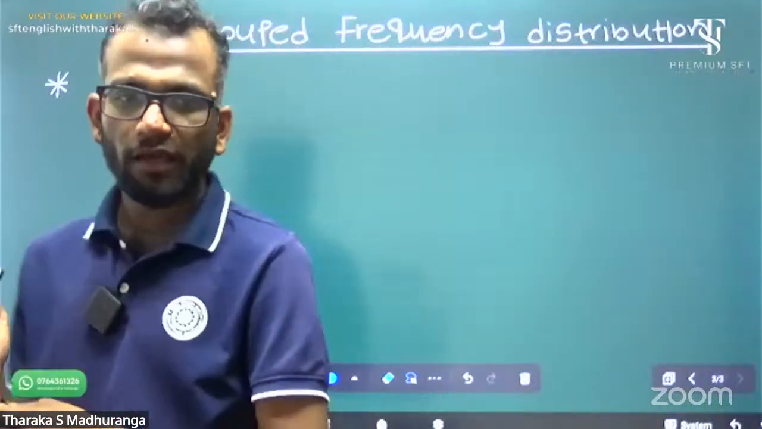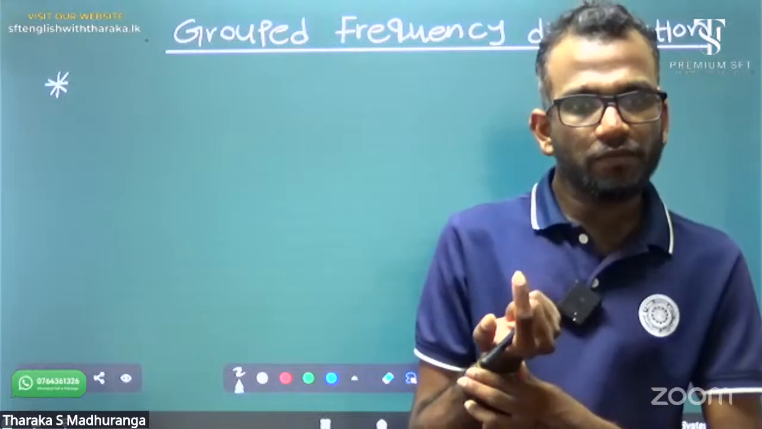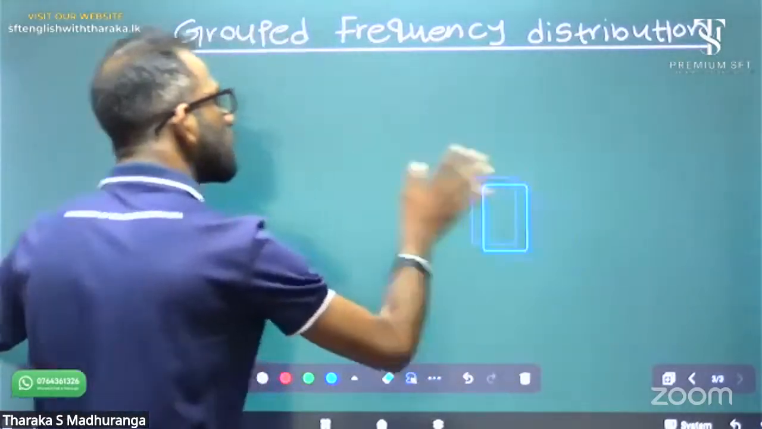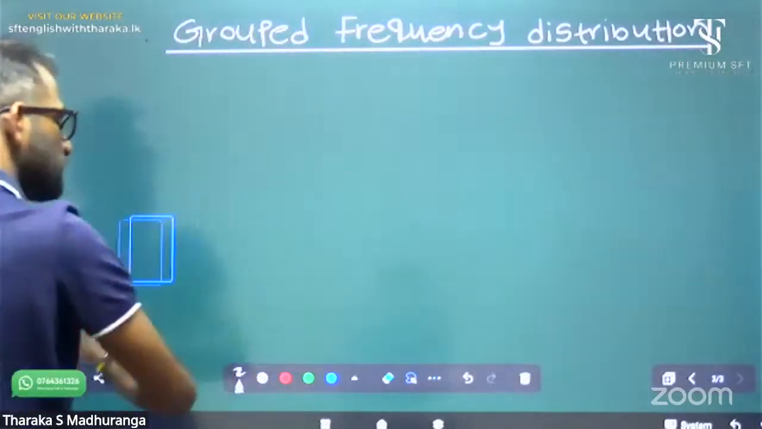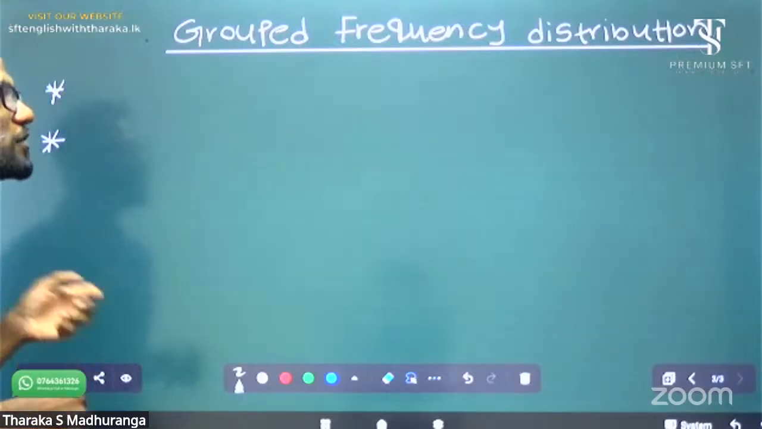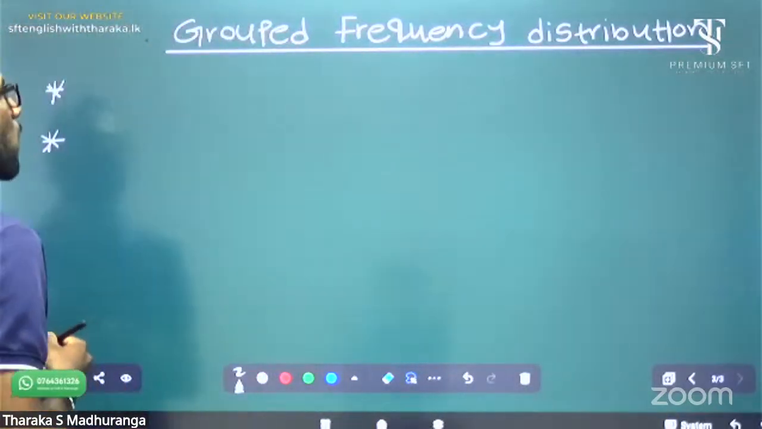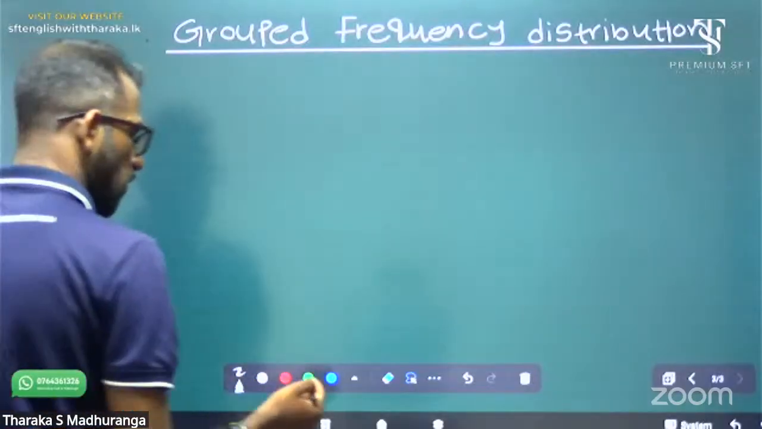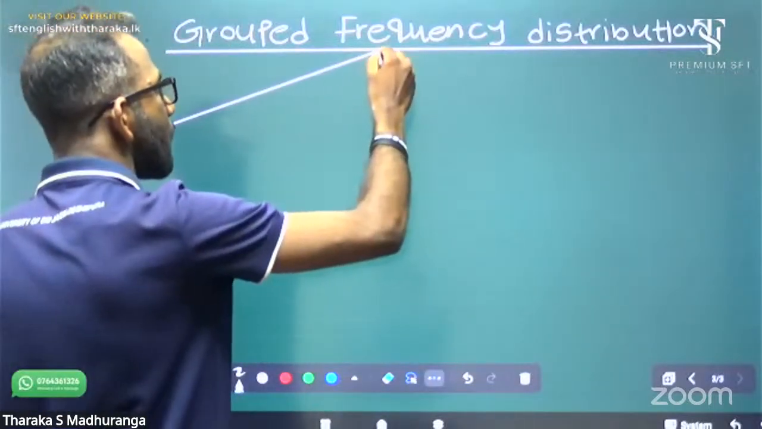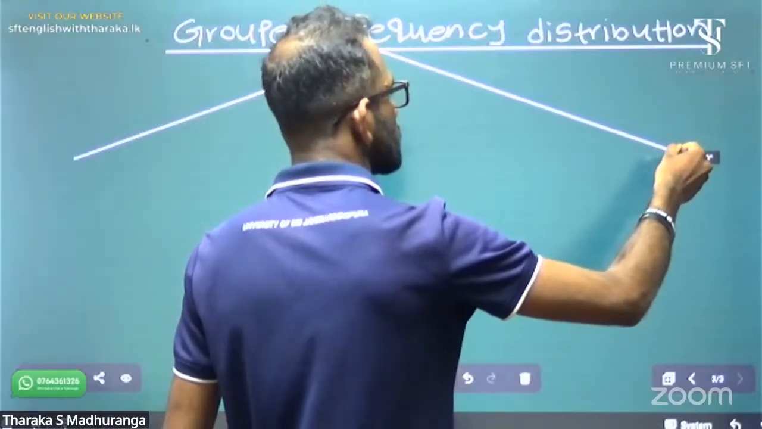But we can prepare a group frequency distribution table for easy analysis. Okay, write down the second point. There are two main types of group frequency distribution methods.